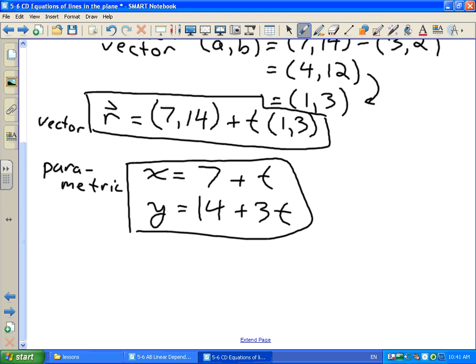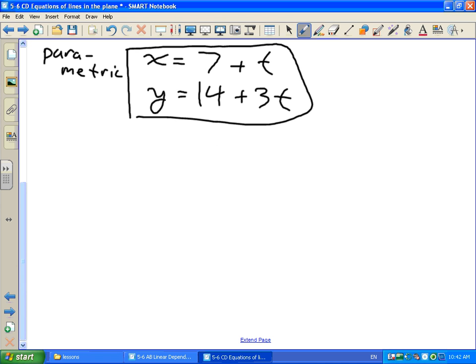What's the simplest value of t we could pick? We could pick, well, even easier than 1 would be 0. But if we put 0 in, we'd get (7, 14), which we already have. So the next simplest is t equals 1. If I sub t equals 1 into both of these, I get x equals 8, y equals 17. So the point (8, 17) is on the line.